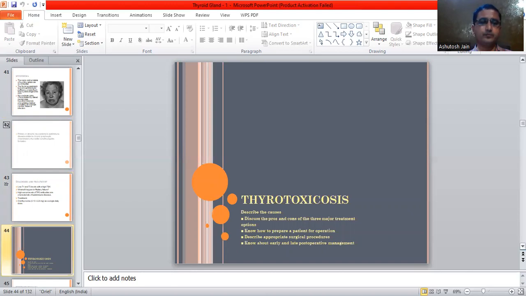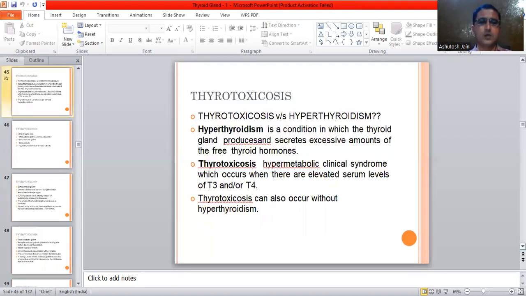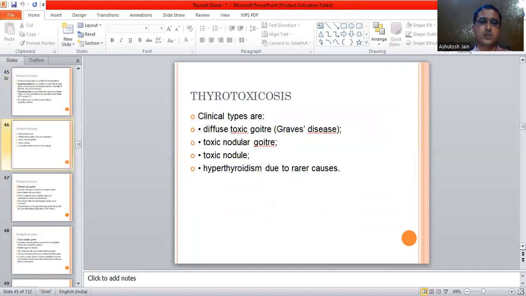Thyrotoxicosis. Thyrotoxicosis versus hyperthyroidism. Hyperthyroidism is a condition in which the thyroid gland produces and excretes excessive amounts of the free thyroid hormones. Thyrotoxicosis is a hypermetabolic clinical syndrome which occurs when there are elevated serum levels of T3 and/or T4. Thyrotoxicosis can also occur without hyperthyroidism.